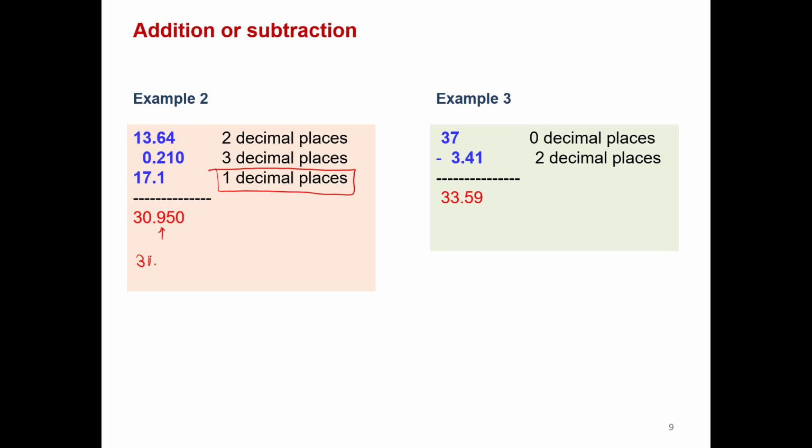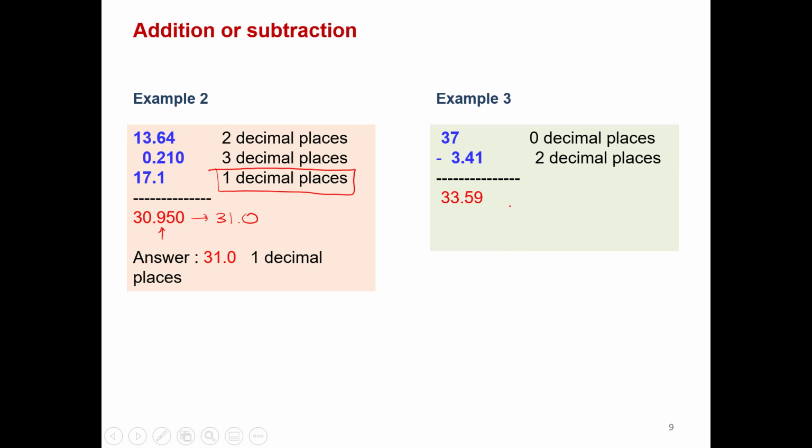Let me write here, it will be 31.0. I think I had it here, yes, it's 31. Then in the answer, we must have 1 decimal place, yes, 1 decimal place.